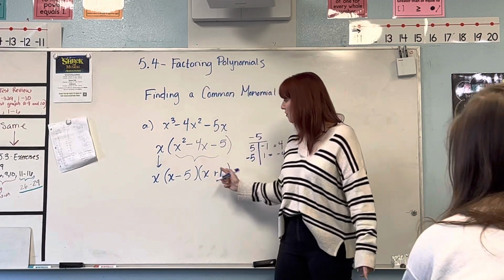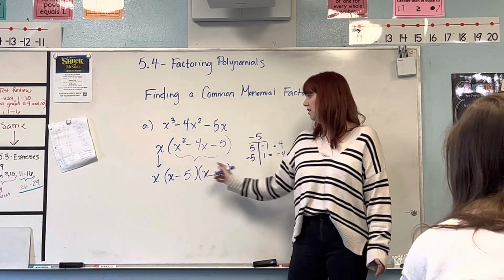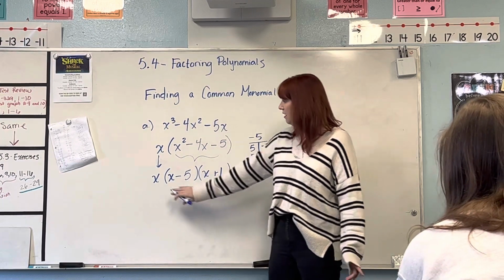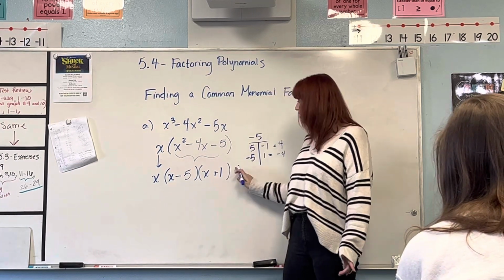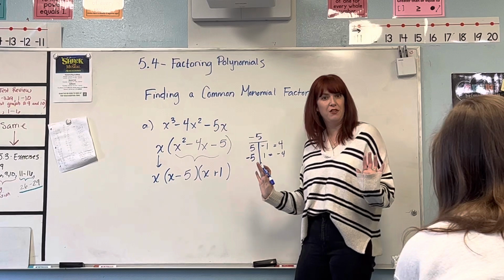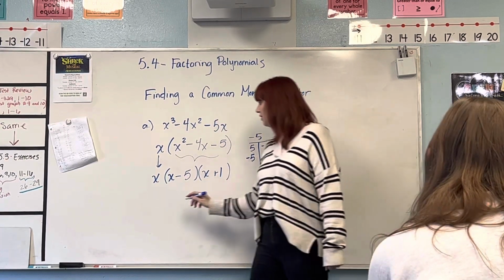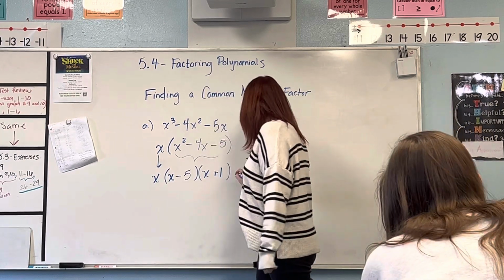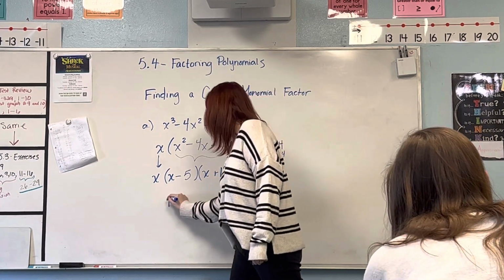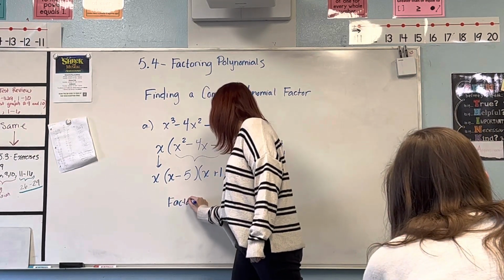It doesn't matter if you put the plus 1 or the minus 5 first. Now do we make those both equal to 0? Actually, there's no equal sign, so we're just factoring. But if it was an equation, then yes, you would. So this is now factored completely. You'll see that term a lot in this.